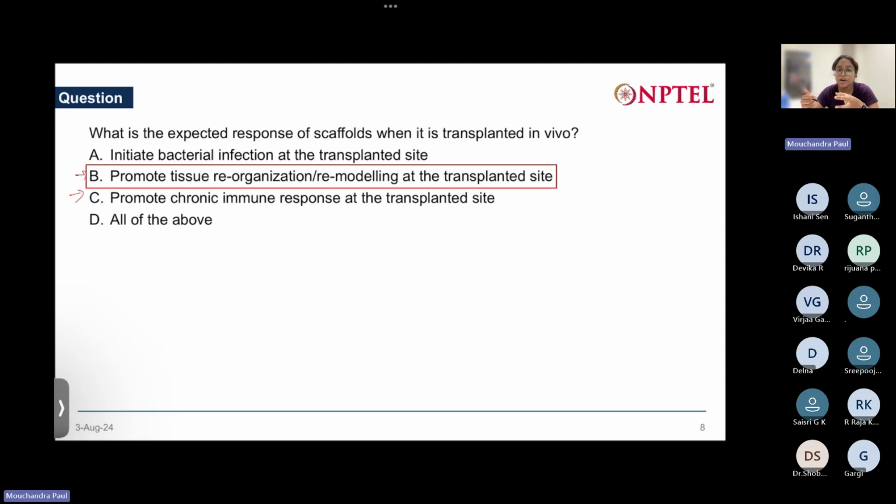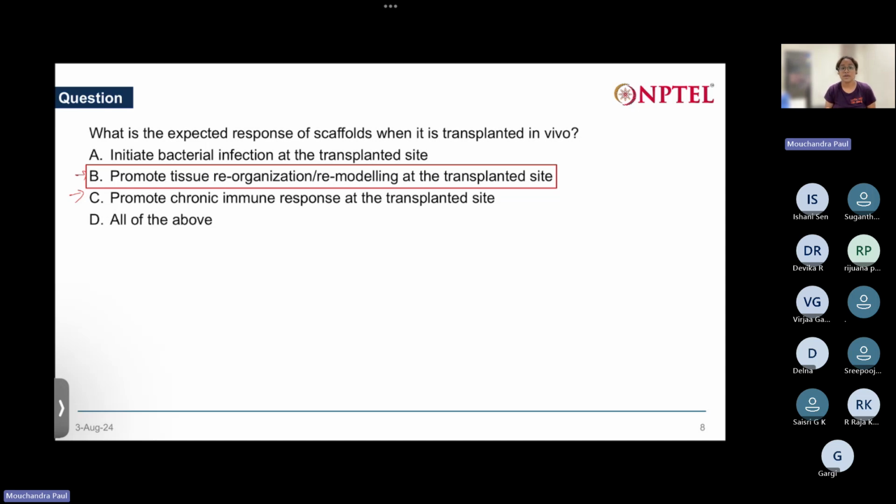Similarly, for option C, any foreign body that you implant inside your body will generate some immune response, no matter how biocompatible it is. Even if you are not providing any substance that you know is going to provoke an immune response, still some level of immune response will be there. So we want to minimize it. We want to make sure the immune response is as minimal as possible. It should be of acute nature, not chronic.